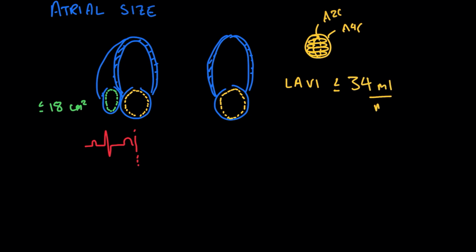ml per meter squared. So again, for right atrium, we look at just a size because we don't have an orthogonal view to give us a right atrial volume, and that should be less than 18 square centimeters. But for left atrium, because we have two almost orthogonal views, we can generate a volume, and that volume indexed by body surface area should be less than or equal to 34.